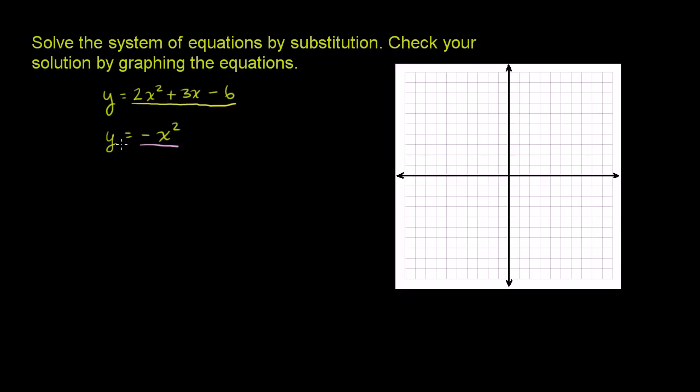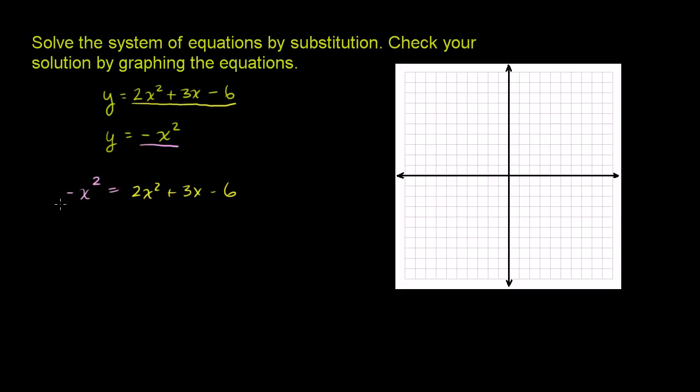So they're going to intersect when they both equal the same y, or when this thing is equal to this thing, or when negative x squared is equal to 2x squared plus 3x minus 6. The x value at which these two are equal is going to be the x values where these y's are equal. So that's going to be their point of intersection. That is, it will be an x and y pair that satisfy both of these equations. So let's solve for x here.